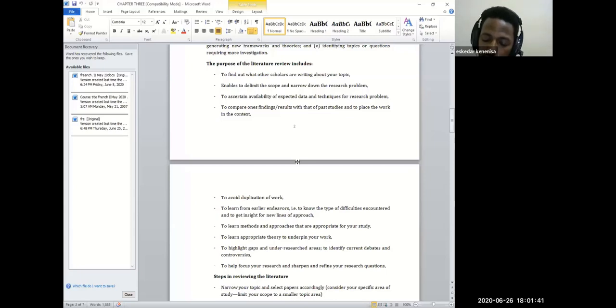For example, in the previous class, one student told me he is working on the quality of service in hotels in Addis Ababa. Actually, he didn't narrow it down. He's working on the service sector. This is one broad topic while you search the literature. Then hotel service. You can narrow it down based on the topic.